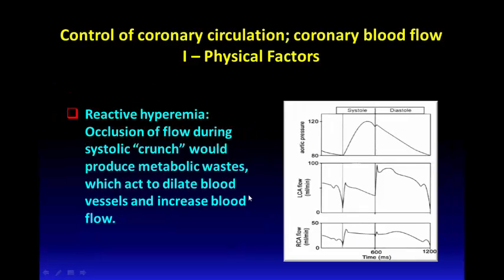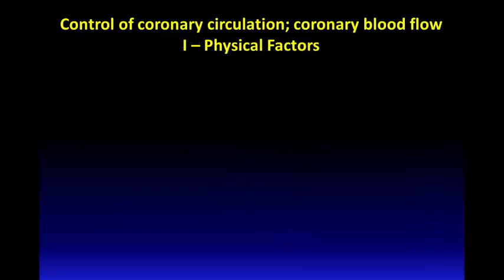The ventricular myocardium shows reactive hyperemia as a result of the systolic crunch, where occlusion of the flow during the systolic crunch would produce metabolic wastes which act to dilate the blood vessels and hence increase blood flow. We will explain the metabolic regulation of coronary blood flow in more detail in the subsequent slides.